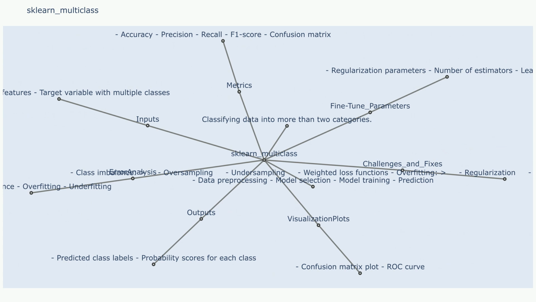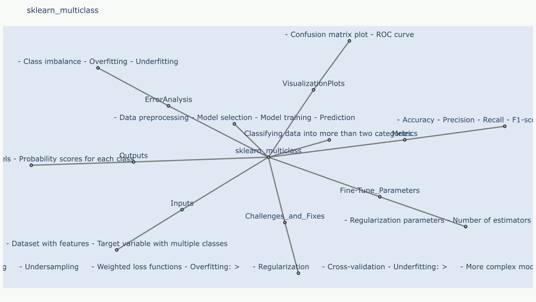Uncertainty methods. Confidence scores. These are probabilities assigned by the model to each class for a given data point. Higher confidence scores indicate a higher probability of the predicted class being correct. Prediction intervals. These provide a range of values around the predicted class, indicating the model's uncertainty about the prediction.